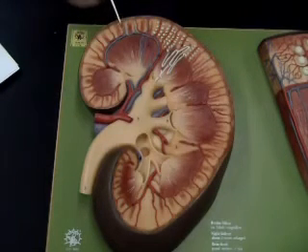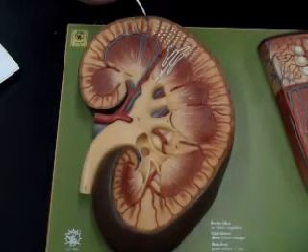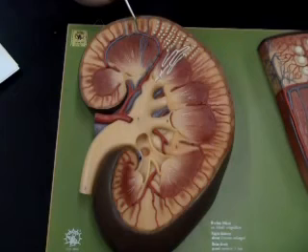The blood vessels that are found out here in the cortex are the interlobular. So the red is the interlobular artery, the blue is the interlobular vein. So interlobular artery, interlobular vein.